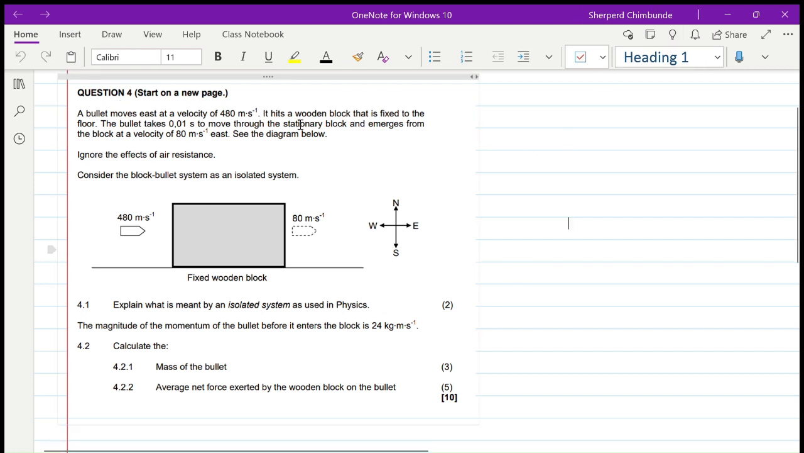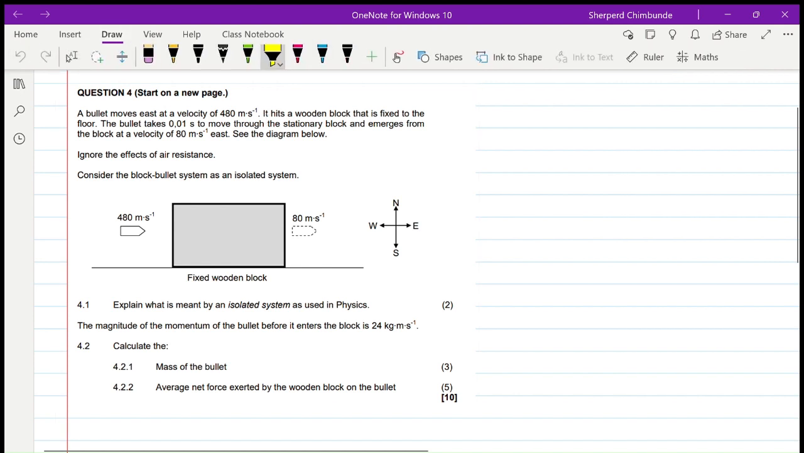Okay, question 4 deals with momentum and conservation of linear momentum. It should be noted that we are dealing with only linear momentum. Right, question 4 reads, a bullet moves east at a velocity of 480 meters per second.